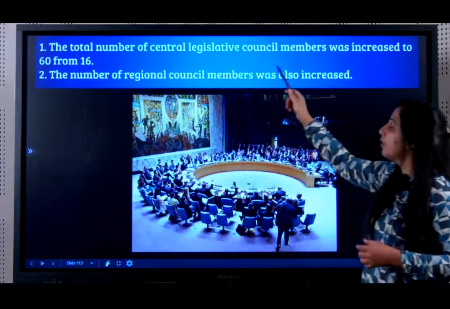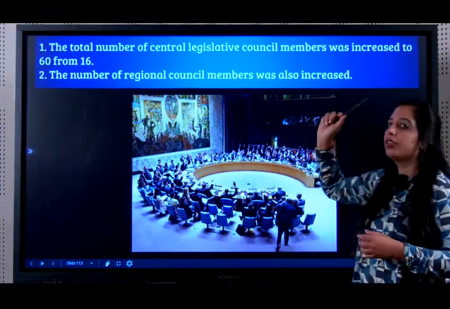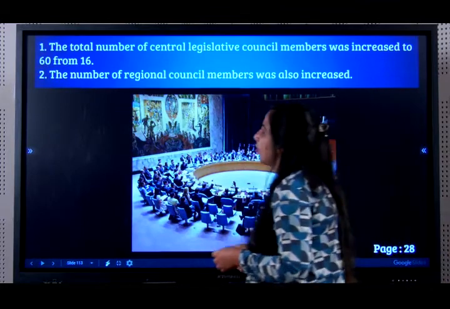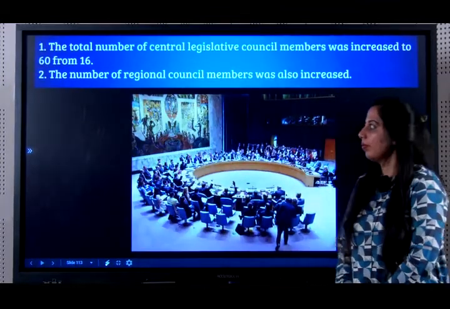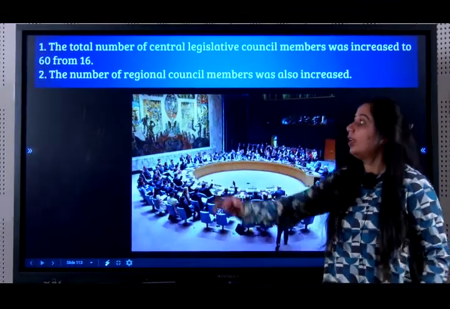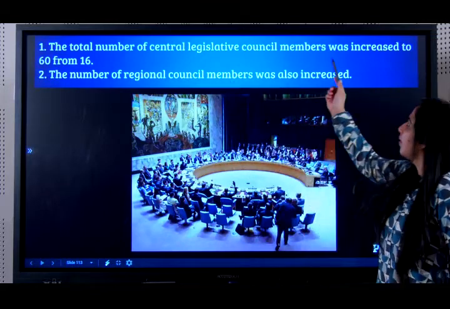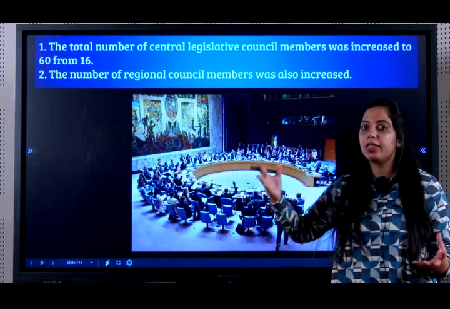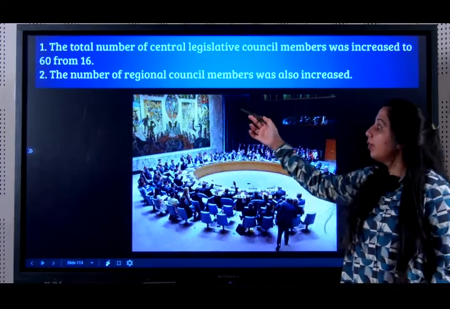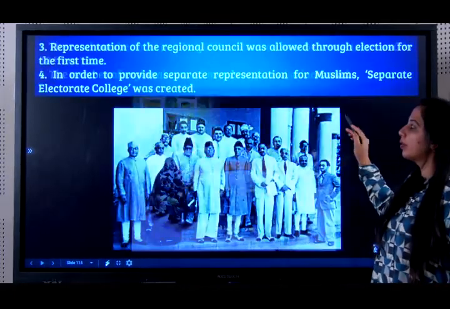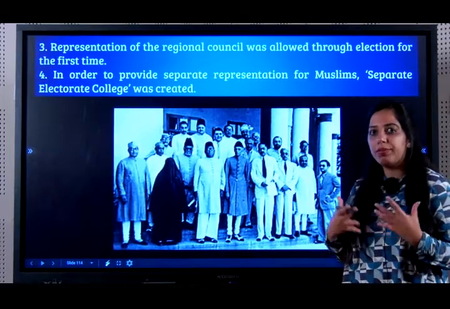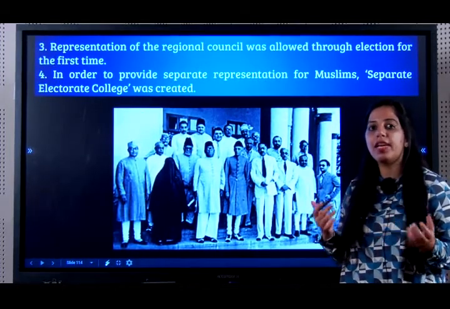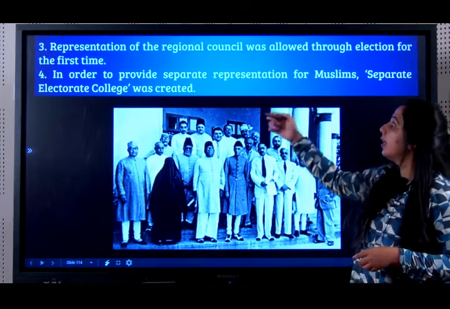The total number of Central Legislative Council members was increased from 16 to 60. Such a big number. The number of regional council members was also increased. So if you see, the number of members in both the councils, regional and central, were increased.